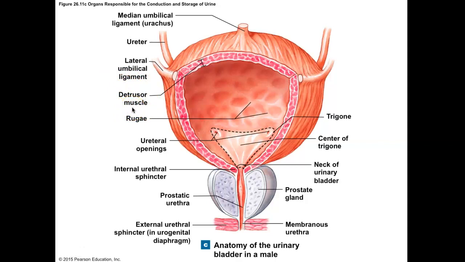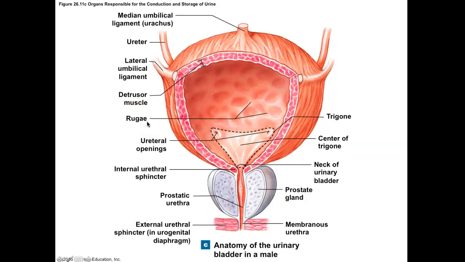Now, let's look at the number 3 in your outline. Trigone, which is here, this word. It's the dotted line. It's a triangular area. So think of a funnel, right? The bladder itself, most of the bladder is going to have rugae. This is the same rugae as in your stomach.